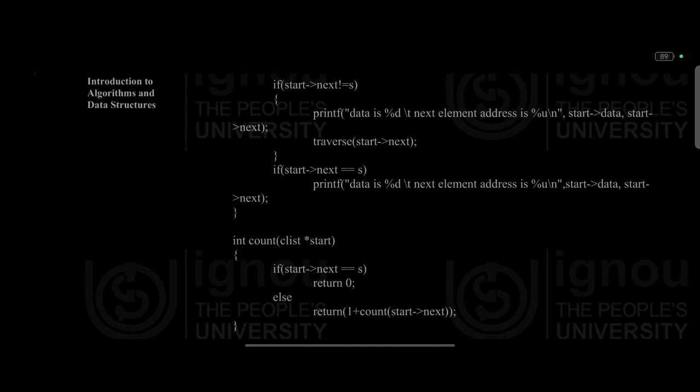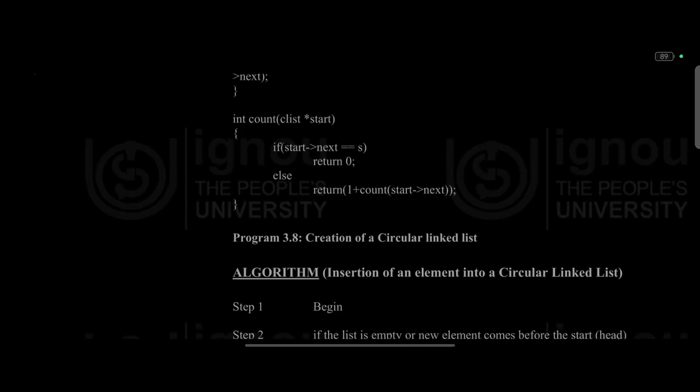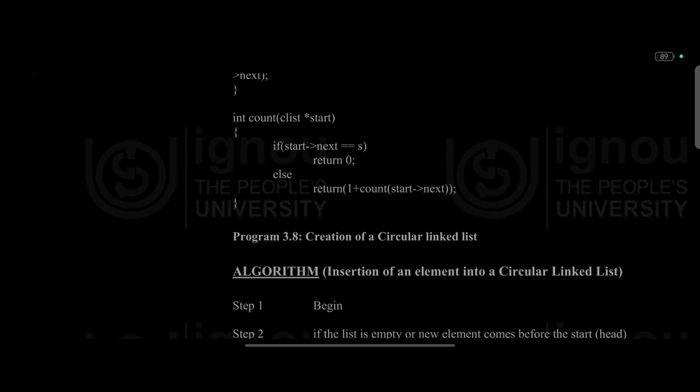int count(clist *start) { if (start->next == s) return 0; else return 1 + count(start->next); } Creation of a circular linked list algorithm.